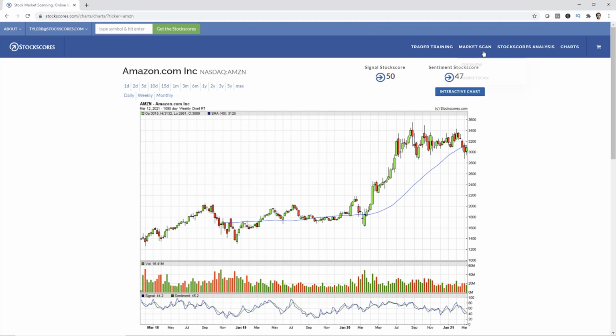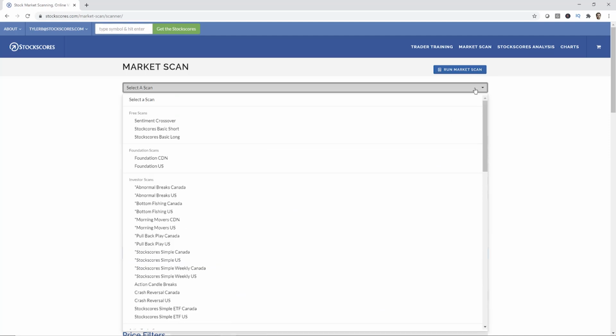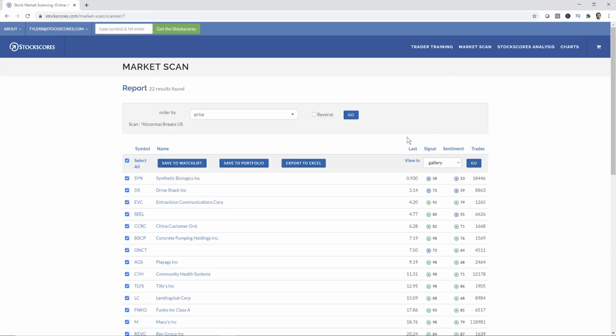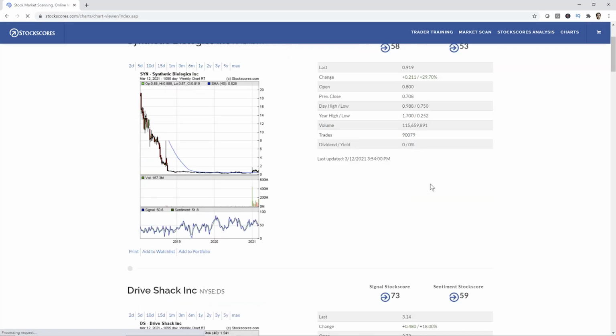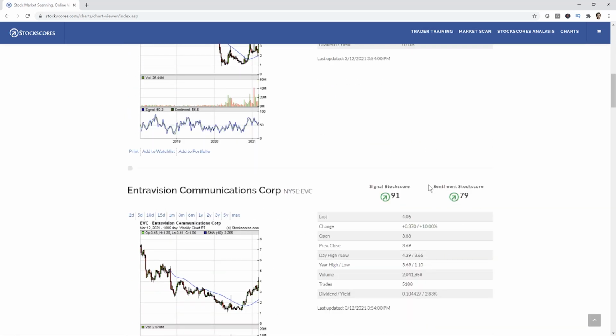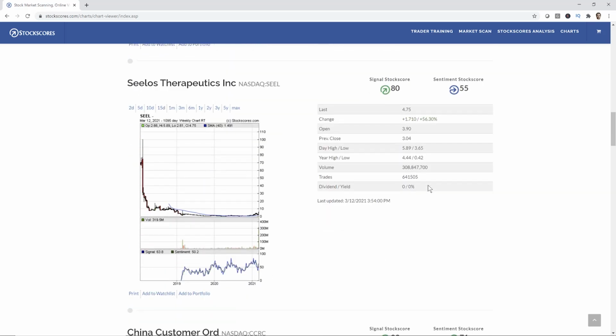All right, so now we jump into the market scan tool, and we can run one of our usual scans like the abnormal break scan on the US side. But what we're going to look at are the weekly charts. It found 22, and what I want to see now is, do any of these have good weekly charts? And as always, we're looking for those strong abnormal price breaks from low volatility.